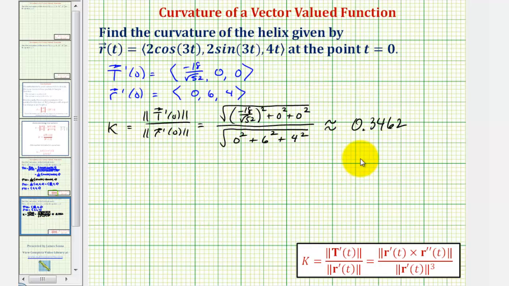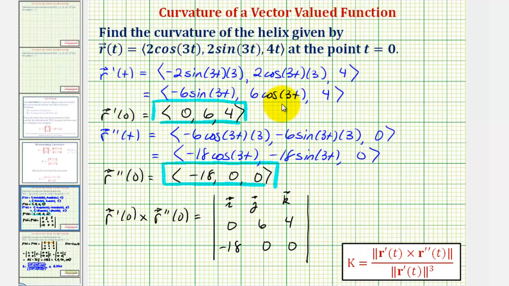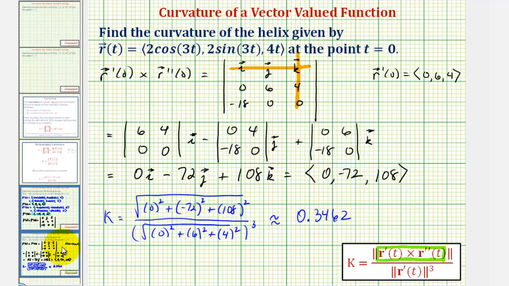And again, our curvature was approximately 0.3462. If we go back to the first example, we did the same problem using this formula for curvature, which we see here, the process did take a little bit longer, but when T prime of t is difficult to determine, using this formula here is often much easier, even though it does require evaluating a 3 by 3 determinant, which is shown here using expansion by minors. And as we see here, of course, the result was the same when calculating the curvature.